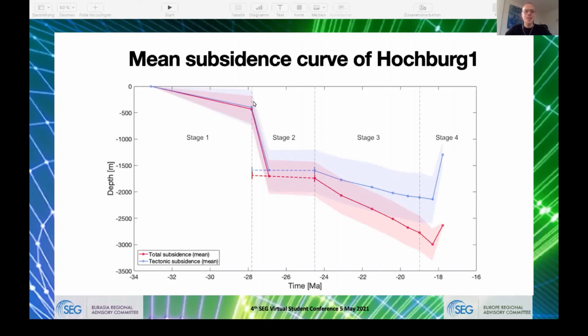So in stage 2, we have this huge increase here, this very huge increase in subsidence and subsidence rates over a very short period of time, followed by the Northern Slope Unconformity.